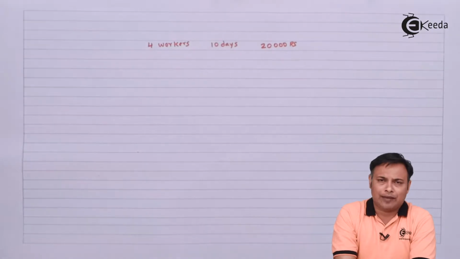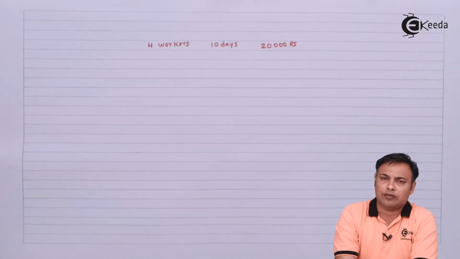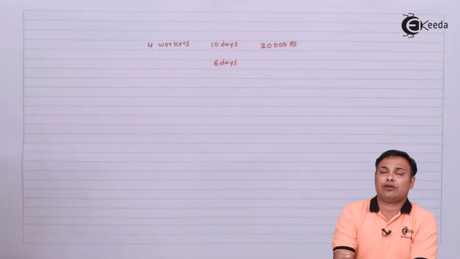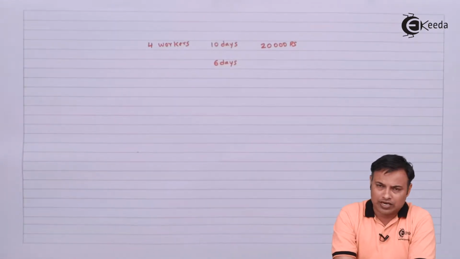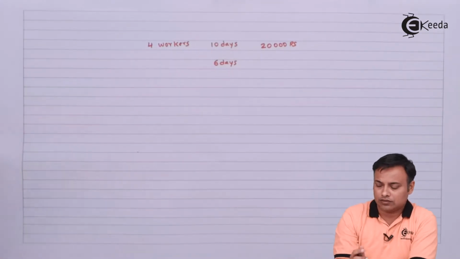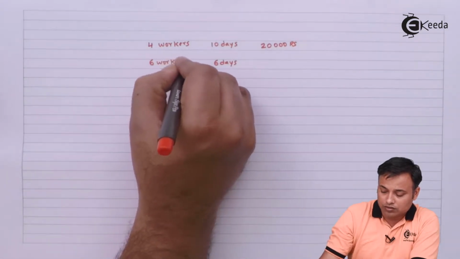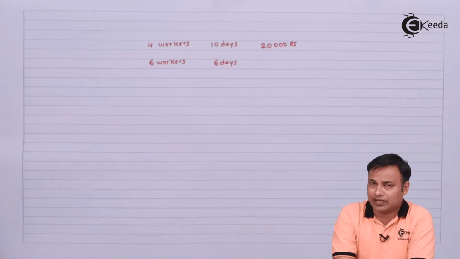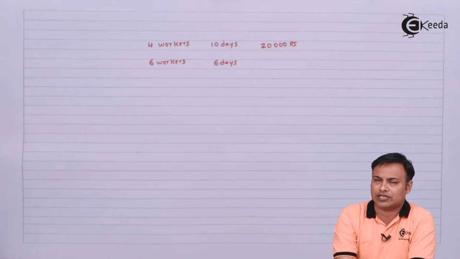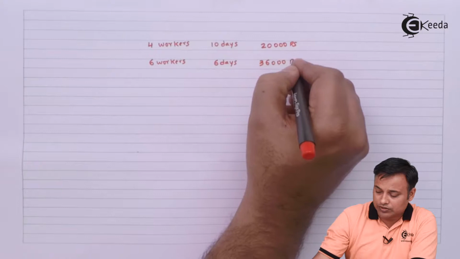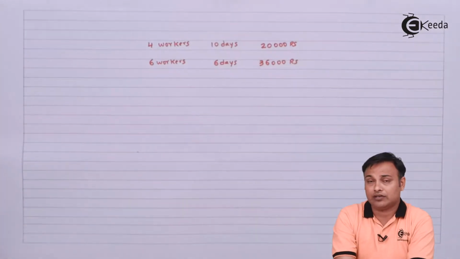So I approach them with a condition that you complete the work in 6 days. Now if they have to complete the work in 6 days, either these 4 workers will have to work in 2 shifts or they will have to hire additional workers. Let's say they hire 2 more workers, and now we have 6 workers working for 6 days. Since the number of workers has increased, the cost will also increase because the labor charges will increase. So let's say they charge me 36,000 rupees to complete the work in 6 days.